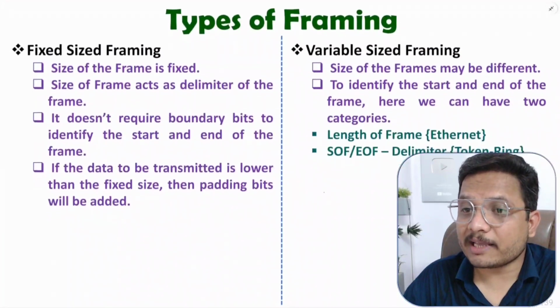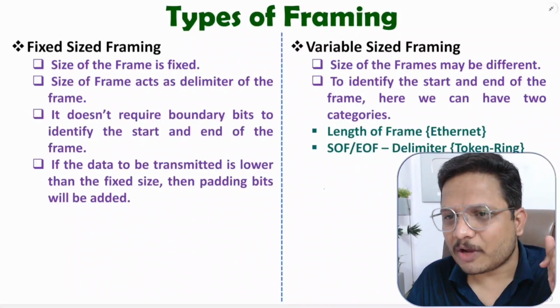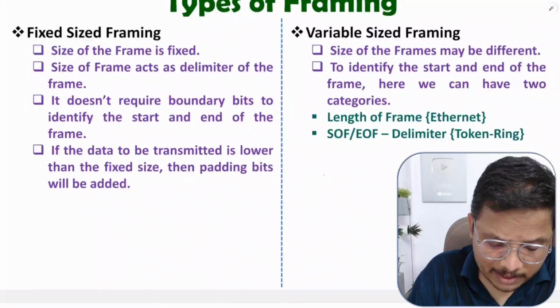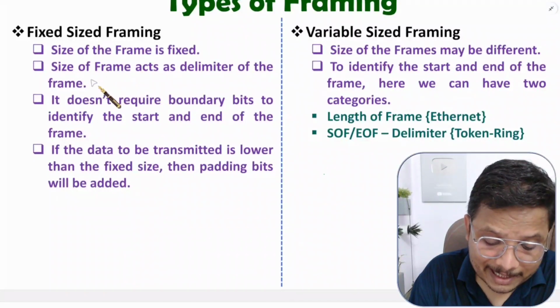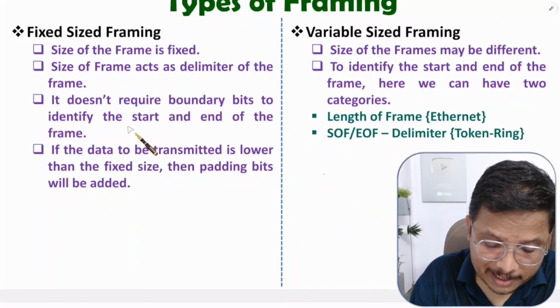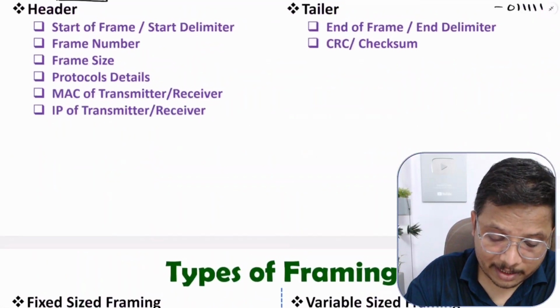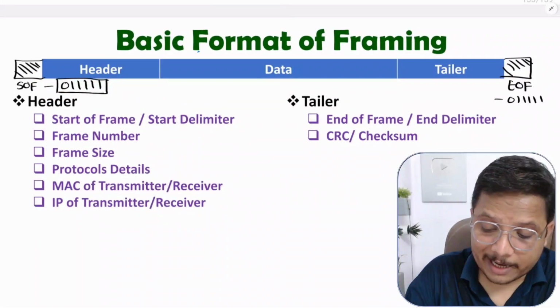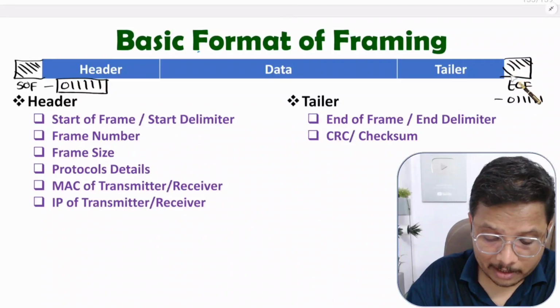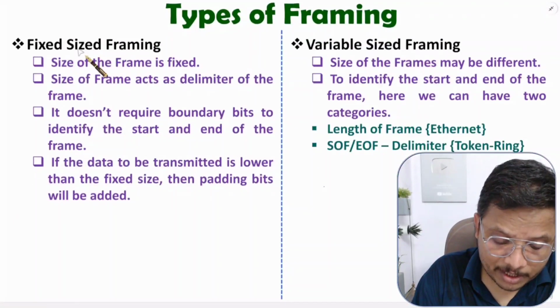So how to identify that? That is a bit interesting. I'll explain how to do that. Now see, when it comes to fixed size framing, the frame size acts as a delimiter. So it doesn't require boundary bits like start and end of frame. Like if you observe here, along with the header I have shown start of frame and end of frame that we need to add, right? But with fixed size framing you don't need to have it.